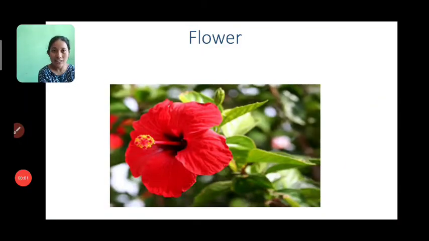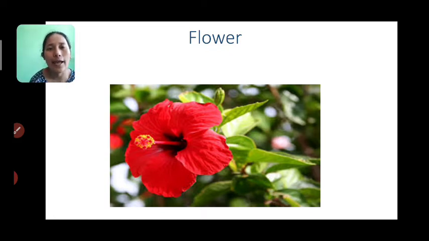Okay class, now let's start with the different parts of the flower. Now look at the diagram of a flower that's given there. Have you seen that flower before? It's commonly found, right? What is that flower known as? You either call it hibiscus or China rose. So for studying the different parts of the flower, we will be taking China rose as a model. Now let's start with the parts of the flower.